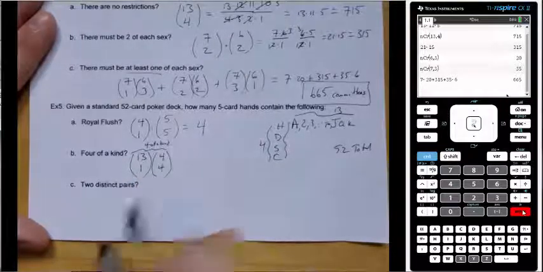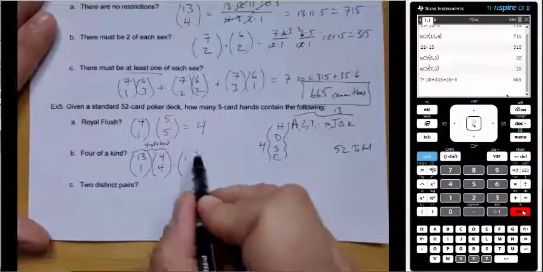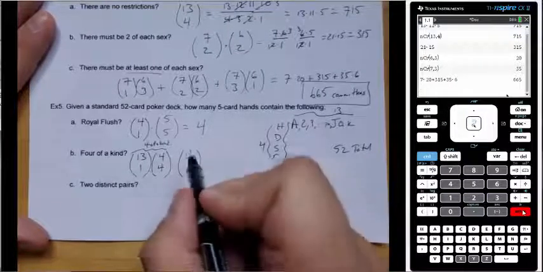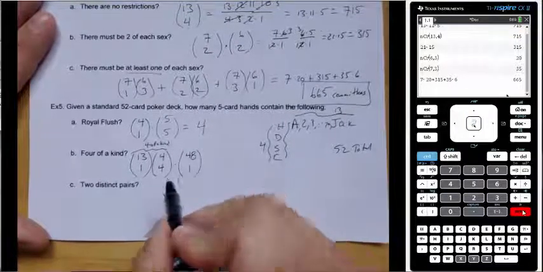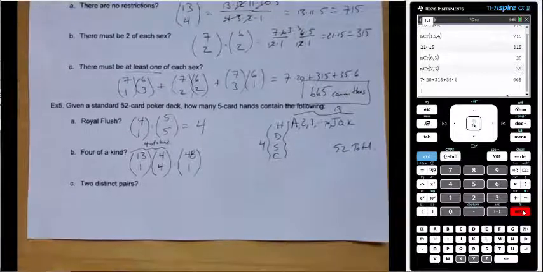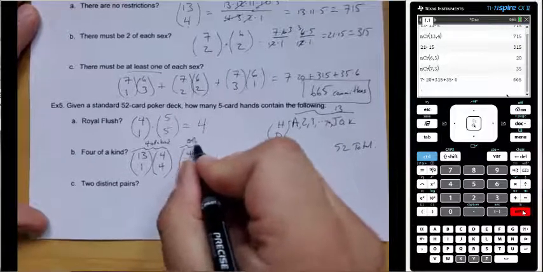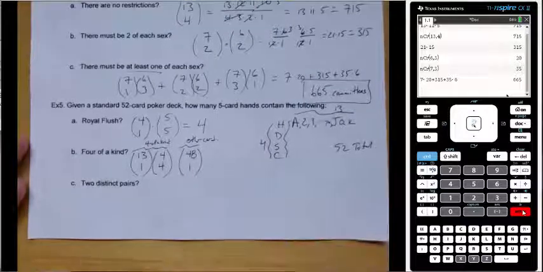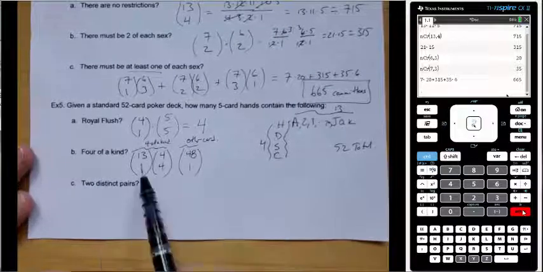There's still 1 card to pick. We still need to choose 1 card, and there should be 48 other cards left in this deck that you could choose. So this is the other card. And when you multiply this together, you get the number of 4 of a kinds, which ends up being 13 times 48.